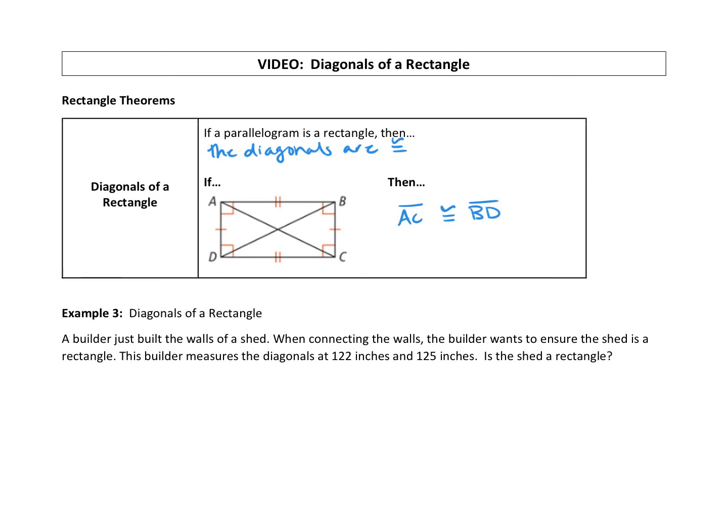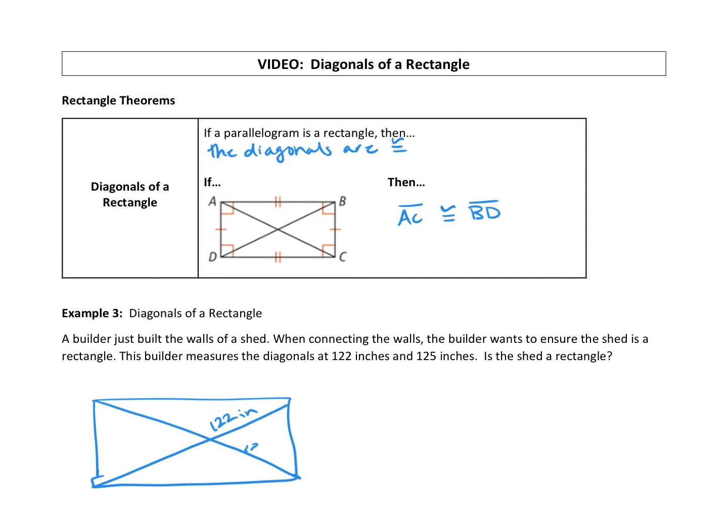So here's what the builder built. Something that probably looked close to being a rectangle, right? And then to be sure, the builder measured the diagonals. One diagonal measured to be 122 inches. The other diagonal measured to be 125 inches. And we want to know if this is a rectangle.